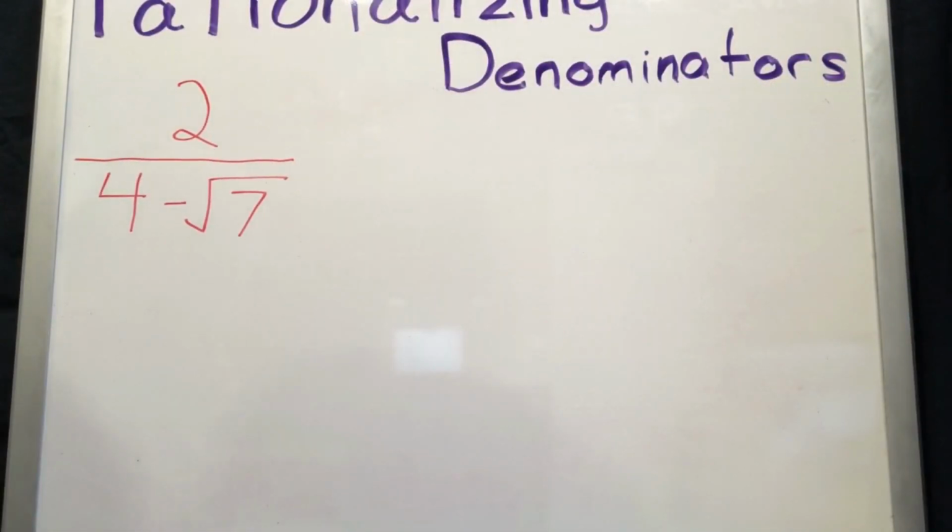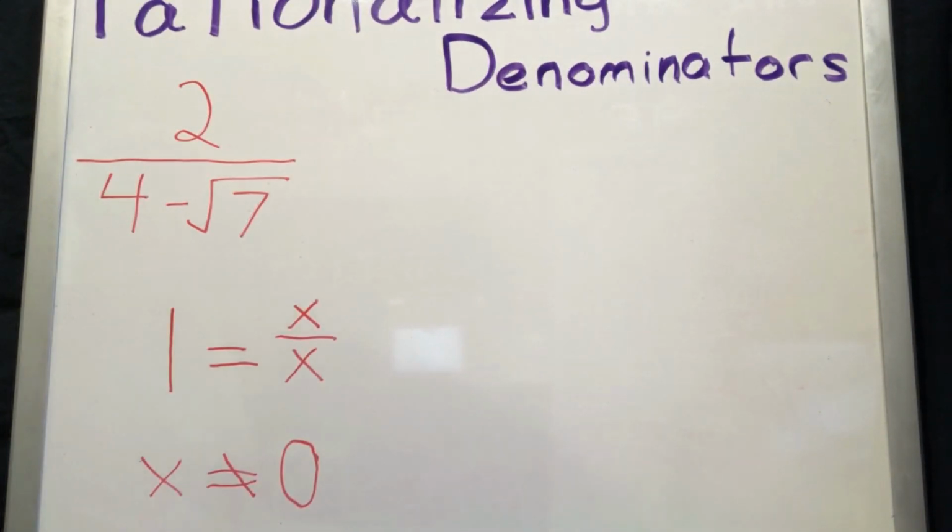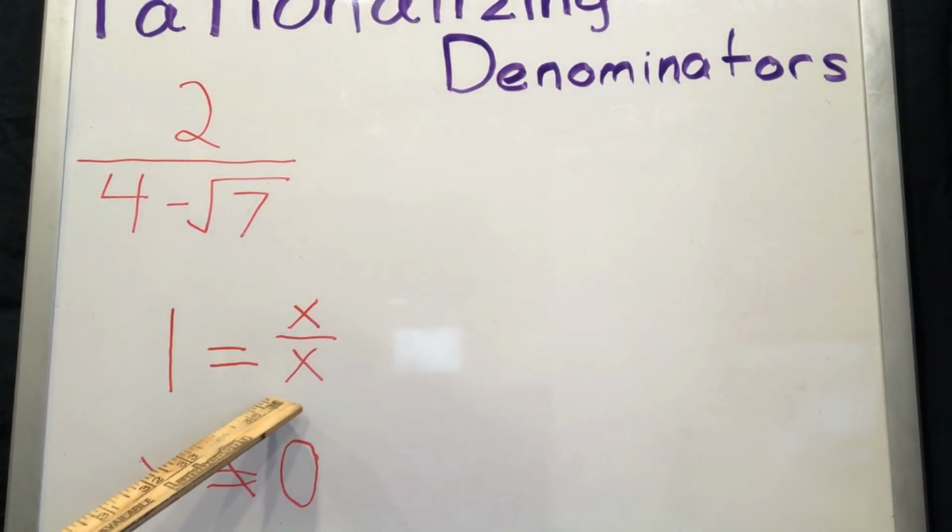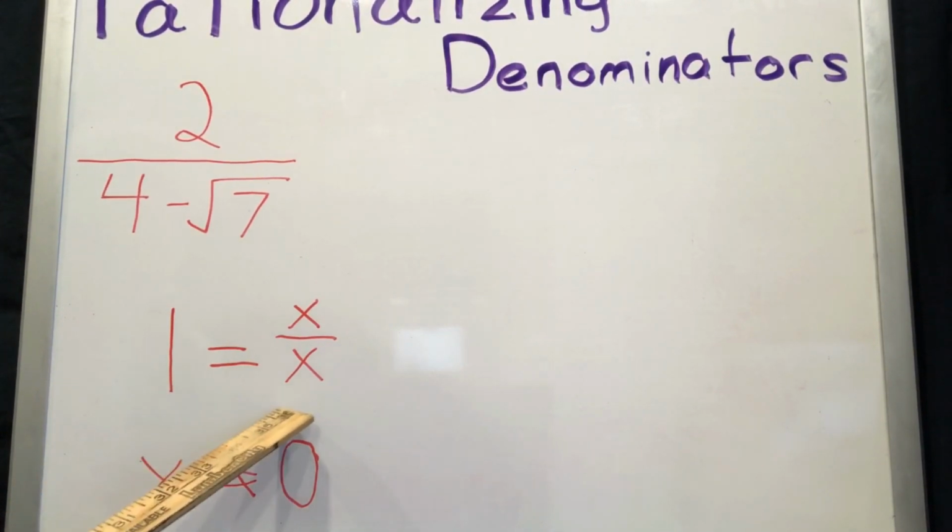Consider this expression. If you're solving a problem and you get this as your answer, you're not allowed to write this as your answer because there's an irrational number in the denominator. Let's look at how we can rewrite this expression without an irrational number in the denominator. We are going to employ a seemingly trivial principle that 1 equals x over x.